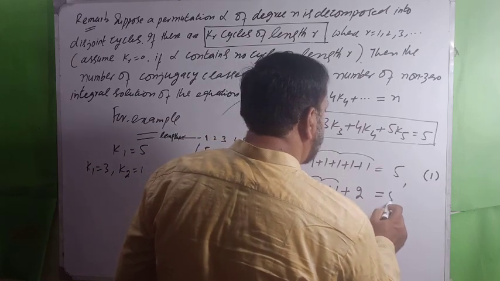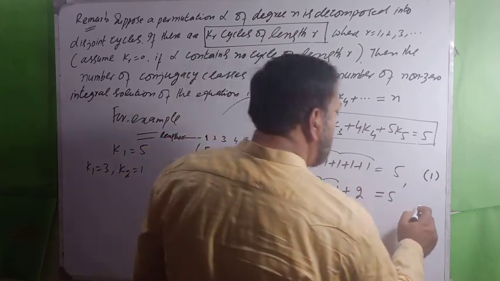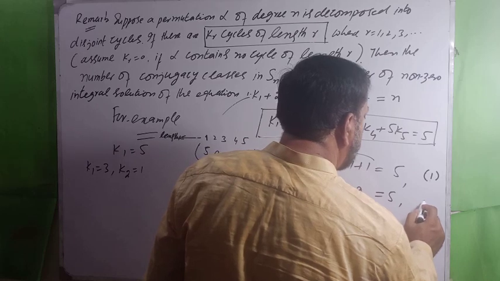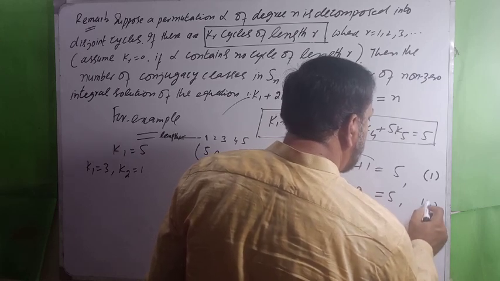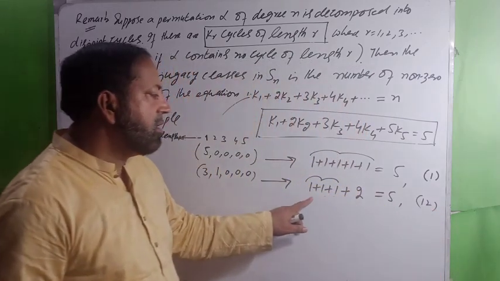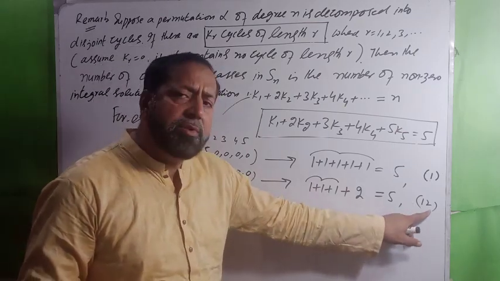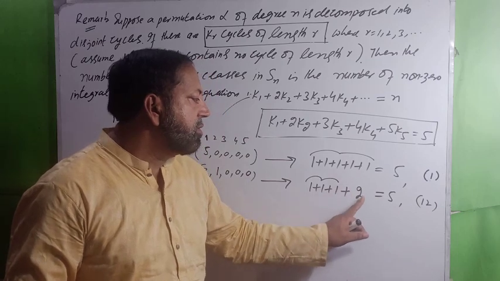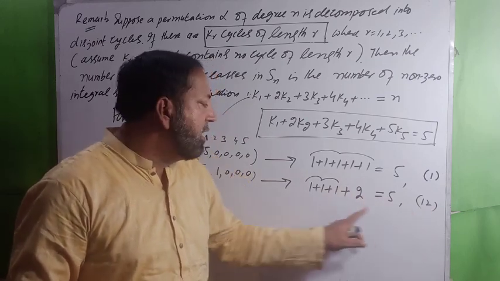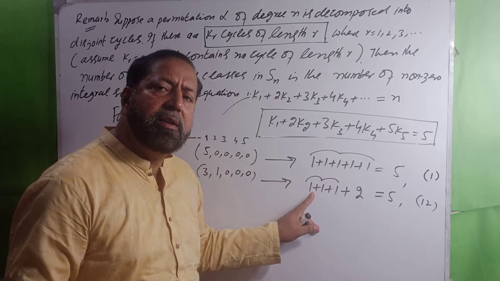So the answer is 5. Of course, you have the permutation type 1, 2, because these correspond to the identity, and this is 1, 2, a cycle of length 2. So 1 cycle of length 2 and 3 cycles of length 1.